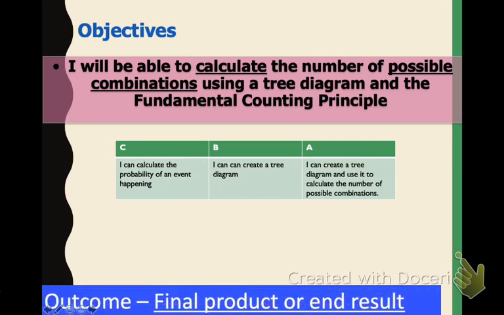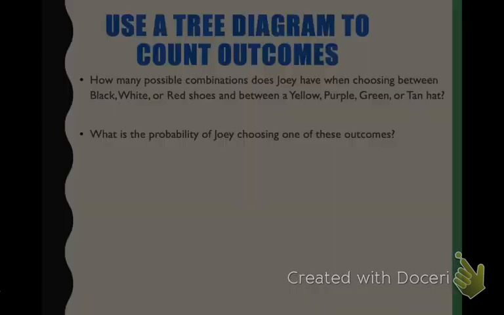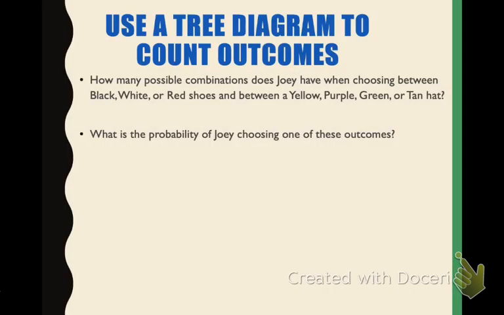Okay, so outcome, the word outcome is just final product or end result. So using a tree diagram to count outcomes, to count how many possible combinations there are. So the question says, how many possible combinations does Joey have when choosing between black, white, or red shoes and between yellow, purple, green, or tan hat?